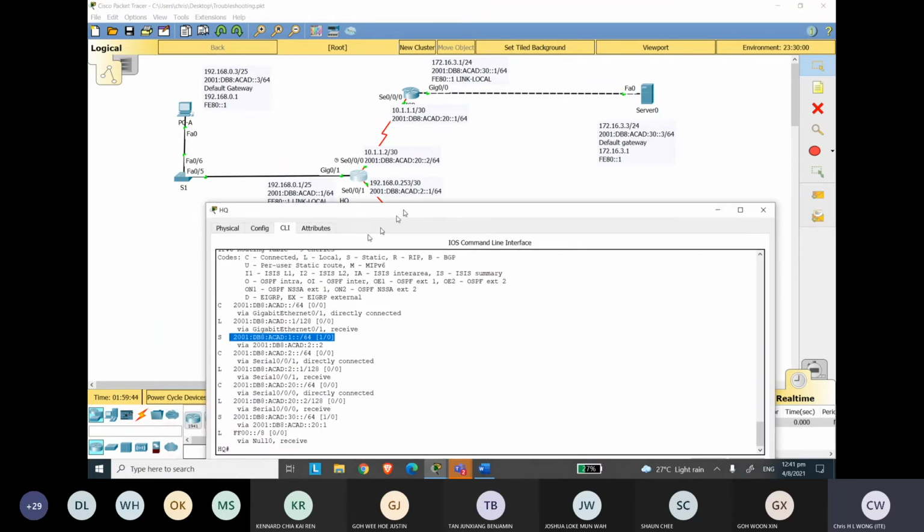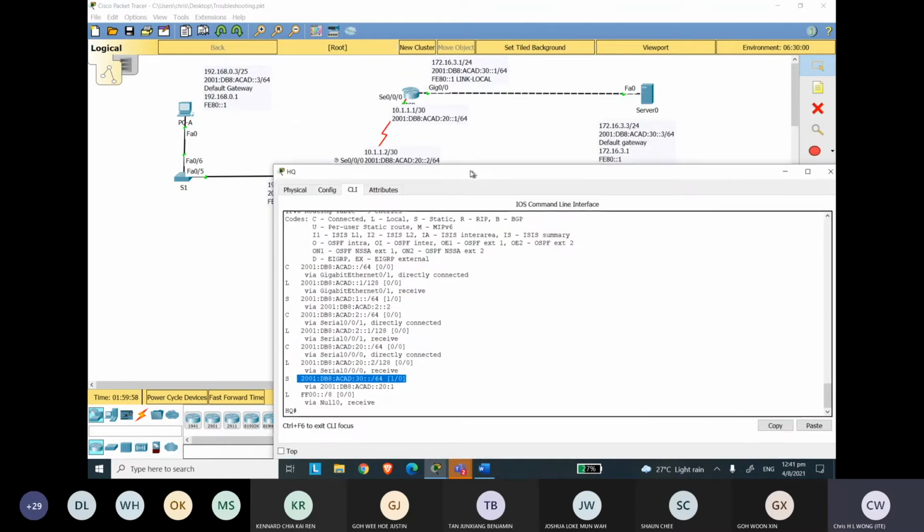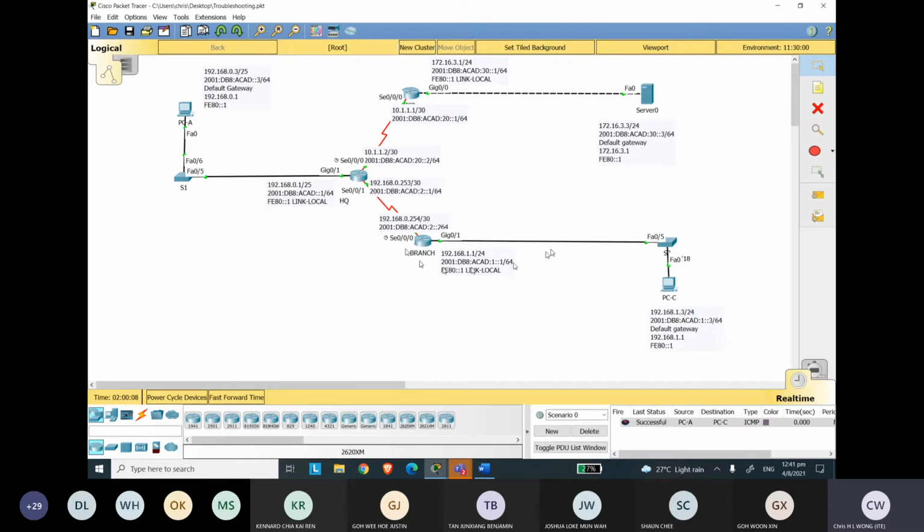Then we check the other one. There's another static route here, to 30. Where's 30? Let's check. 30 is actually this one, 2001:DBA:ACAT::30. So there is a static route here, and also a static route there, but still cannot ping. Why is that so? You must go and find out why, all of you.